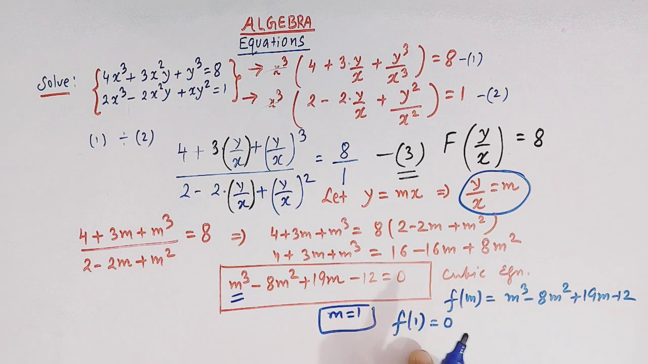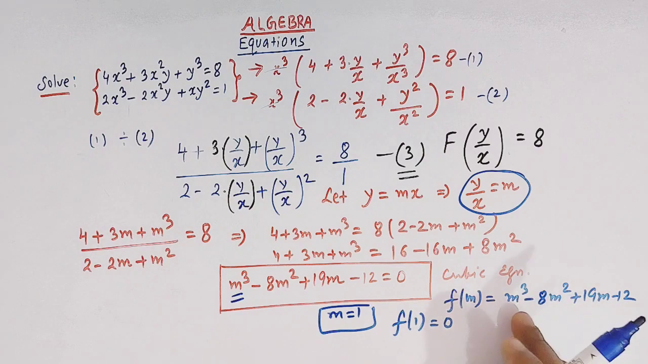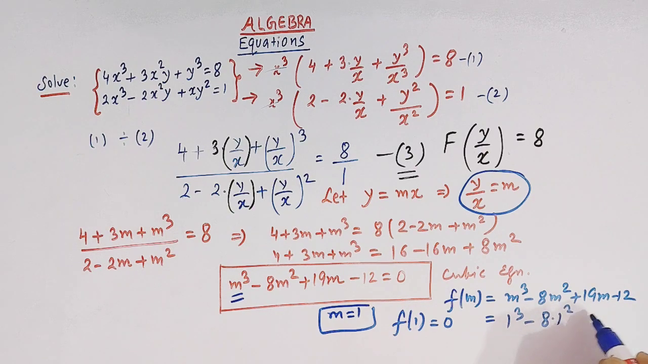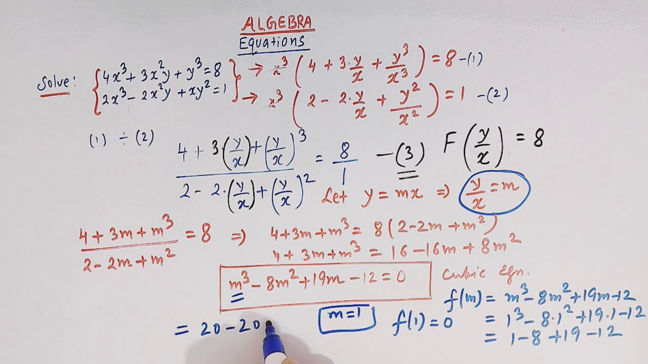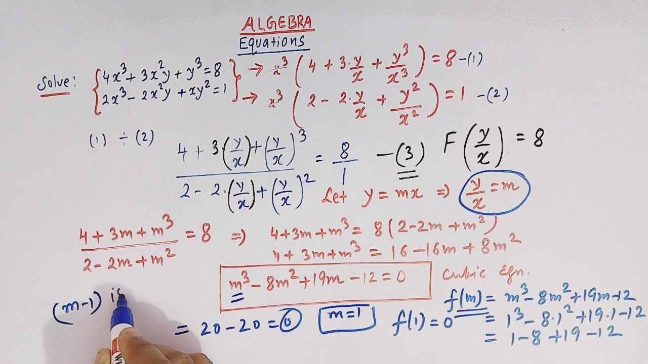So this is quite evident by taking m is equal to 1 in this expression, that is 1 cube minus 8 times 1 square plus 19 times 1 minus 12. So we have 1 minus 8 plus 19 minus 12. So this is equal to, here 19 plus 1 is 20, and here minus 12 minus 8 is minus 20. So this is 0, right? So for m is equal to 1, f of 1 is equal to 0. So we can conclude that m minus 1 is a factor of f of m, right?